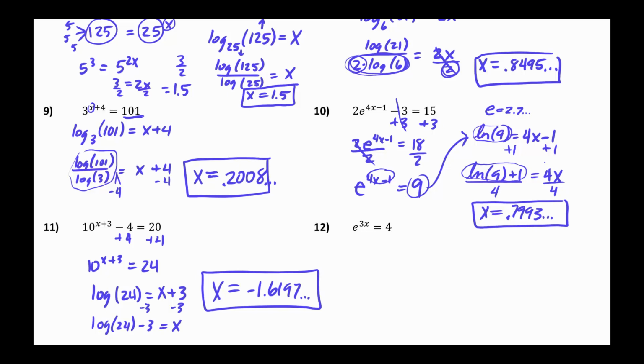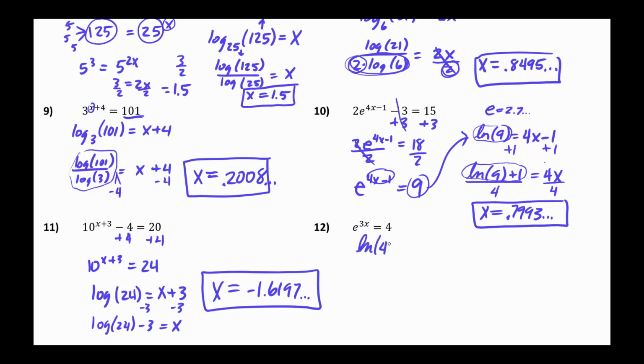Question 12, last one on the front. e to the 3x equals 4. There's no way e, which is 2.7, is going to work out to get a 4. So the bases option will not work. Let's try to go to log form. Log base e. Ah, shucks, that's just a natural log. So we'll go ahead and change it.